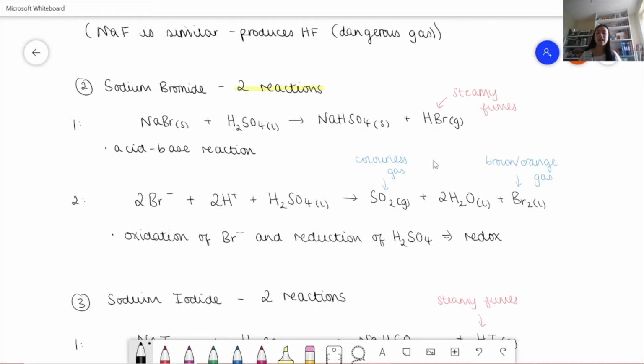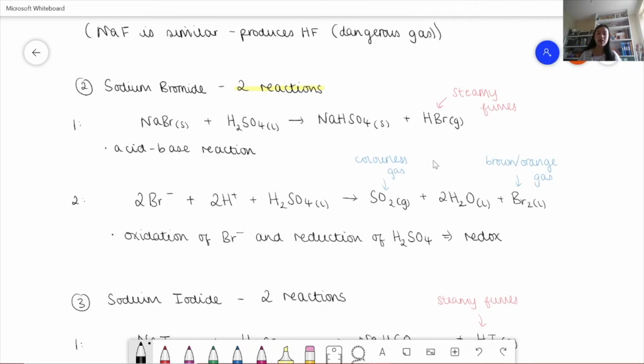And then the second reaction that occurs is because the bromide is better at reducing compared to the chloride. And so oxidation of this bromide occurs and reduction of the sulphuric acid. And so this is a redox reaction. So we have two bromide ions reacting with two H+ ions and sulphuric acid. And this forms sulfur dioxide, water and bromine.